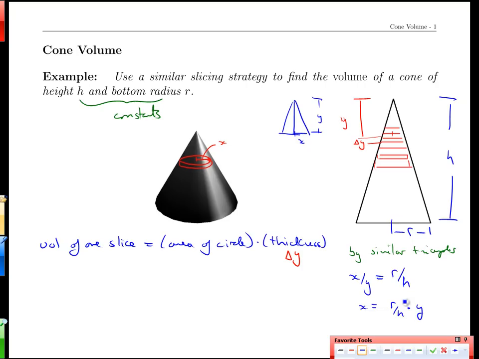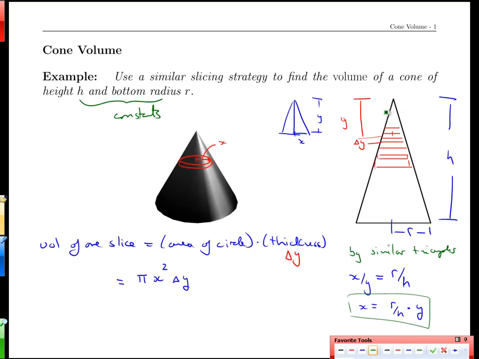Okay, so we go back now to the volume of one slice. It'll be the area of the circle times the thickness. The area of the circle is pi r squared. Oh, wait, the radius of the circle we're slicing at is not r, it's x in our definitions, so x squared, and the thickness is delta y. Now we're going to be integrating in a second, and x needs to be related back to y, but fortunately, we just found that relationship through similar triangles.